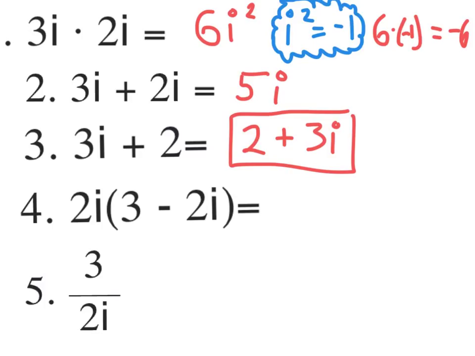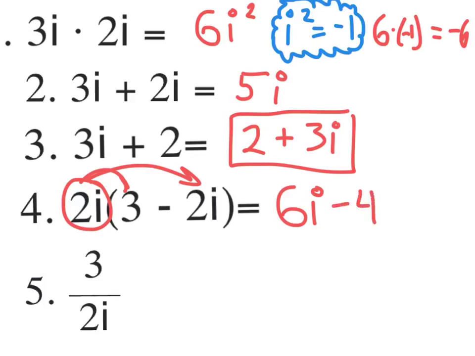Number 4, what are we doing here? We are distributing 2i times 3. That's going to be 6i. How about 2i times -2i? That's going to be -4i squared. Okay. Now, what else could we do there? Well, we know that i squared is really -1, right? That's something that we need to know. i squared is -1, so we have an i squared right here, so that's really a -1.